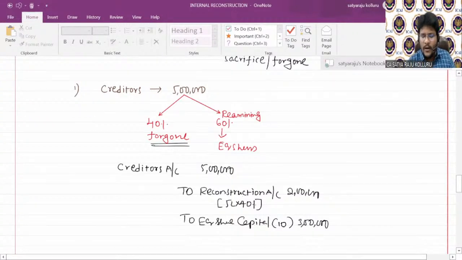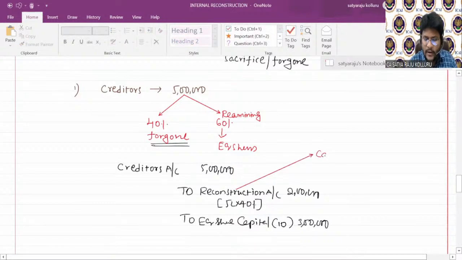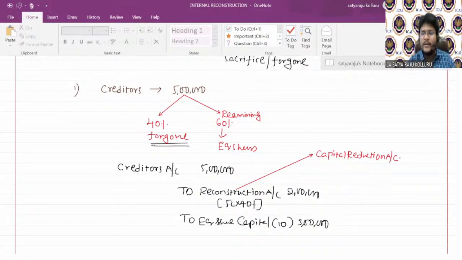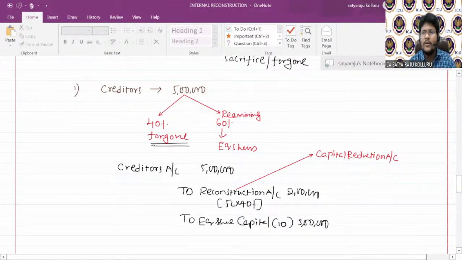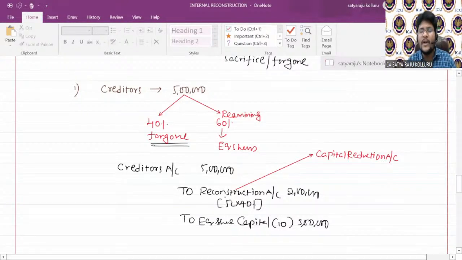Sir, one more thing, guys. Another name for reconstruction account is capital reduction account as well. We can use any name synonymously, but if you want to use capital reduction account, use the same word in all the journal entries. If you want to use reconstruction account, use the same word for the entire internal reconstruction process. Otherwise, you might get confused about how much balance is there. To find out the balance in reconstruction account, you would ignore the balance in capital reduction. So follow one name uniformly throughout the problem, either reconstruction account or capital reduction account. Both are the same. There is no difference.